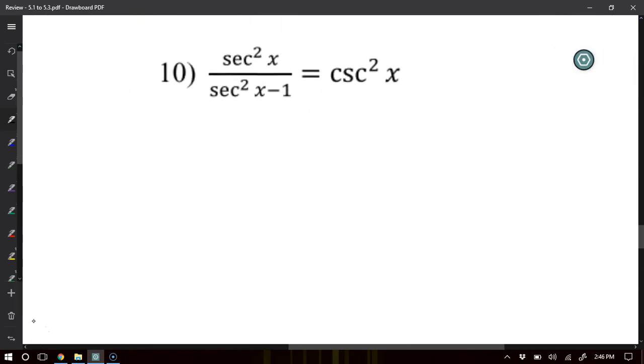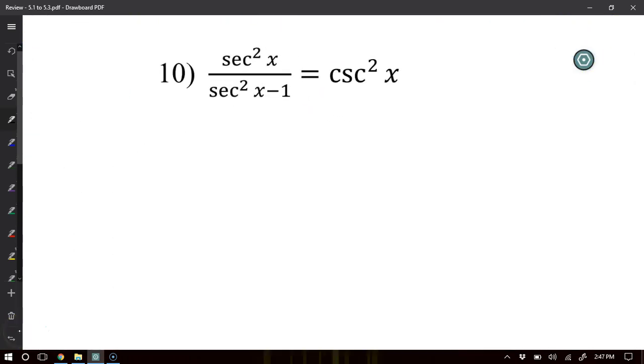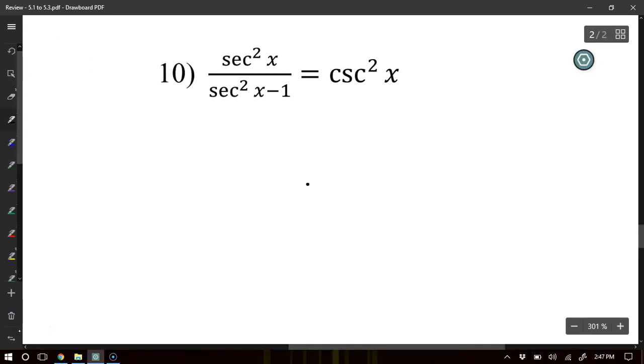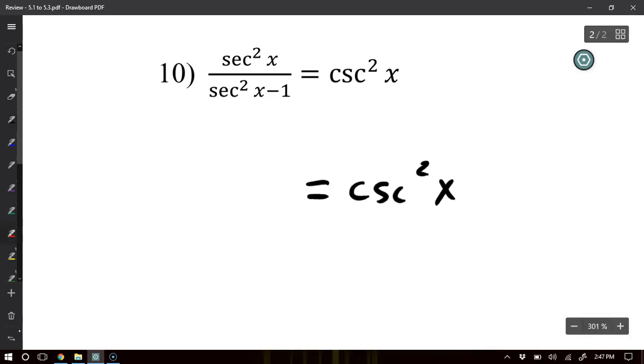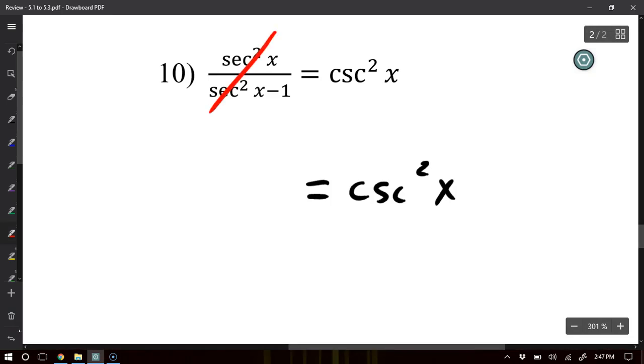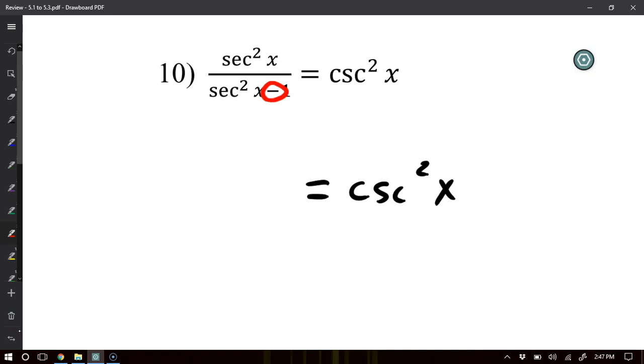And so now let's look at number 10. Number 10 may look a little interesting. I'm going to keep the right-hand side, but I'm going to be a little careful. I'm going to take a moment and talk about what not to do. You cannot cross out these secant squared of x's. The reason you can't cross those out by common factors in the top and bottom is because it is not all multiplication. There's a minus sign in the denominator, so you can't do that.